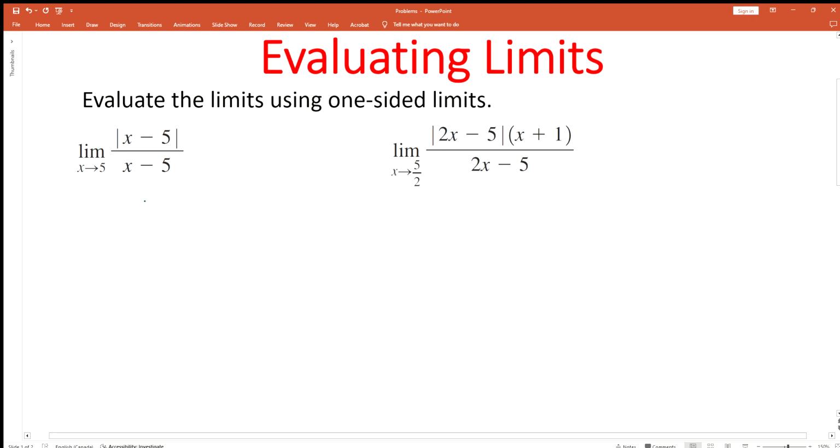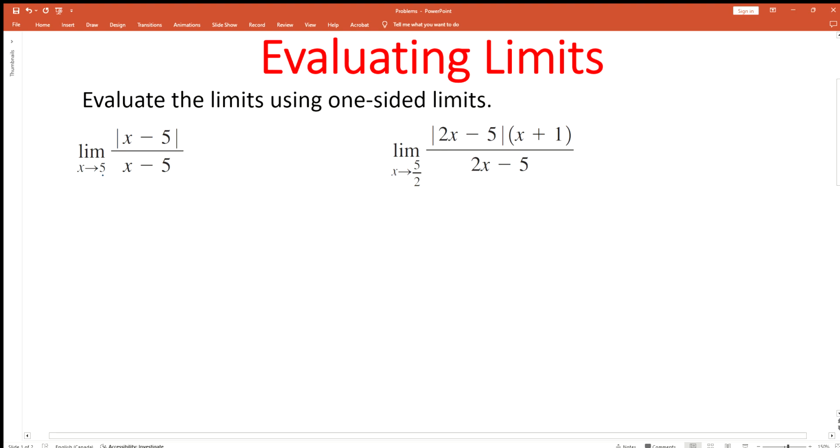In this video, we'll evaluate limits for expressions with absolute value function. As per the problem, evaluate these limits using one-sided limits. We have to evaluate these two limits by evaluating their left-hand limit and right-hand limit. Let's start with the first limit.